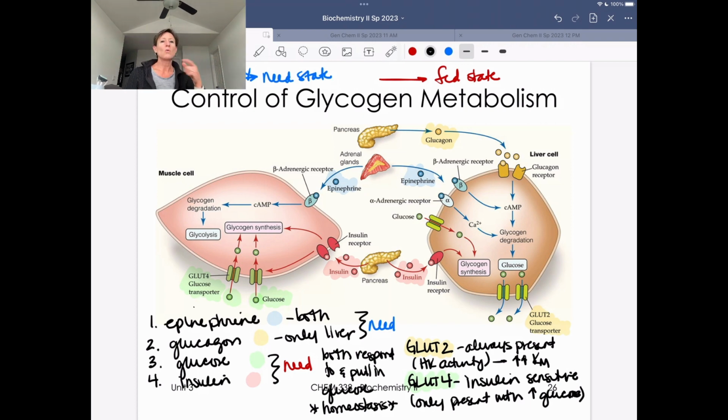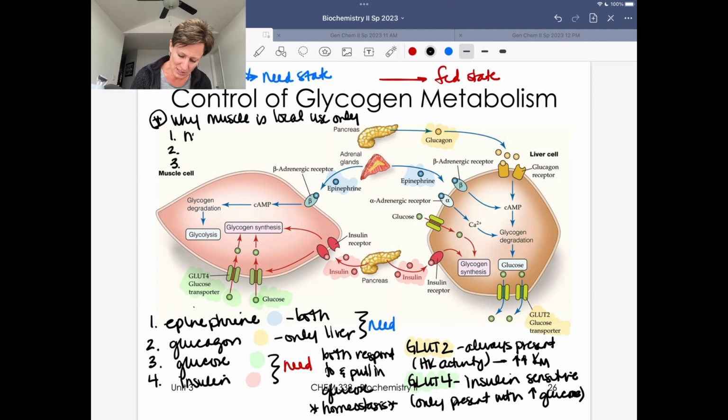And so the third piece to put on here is to highlight another reason. We know that muscles do not respond to low blood sugar levels. We know that they can't help if we've dropped below that 5 millimolar level. So there are three reasons why they don't. This is why muscle glycogen is local use only. That glycogen that is in muscle cells is only for their use. And there are three reasons why that's the case. Well, the first is they have no glucagon receptors.